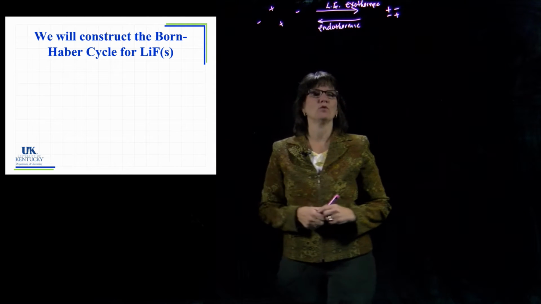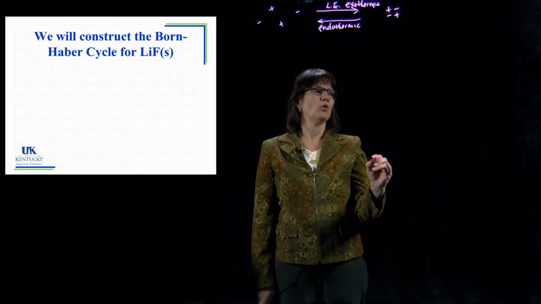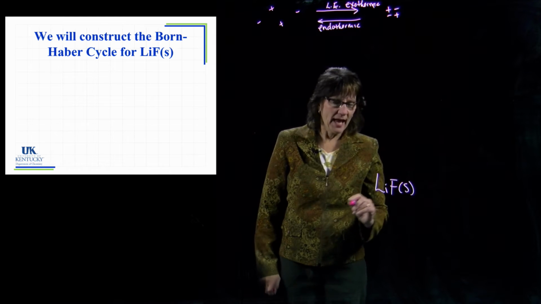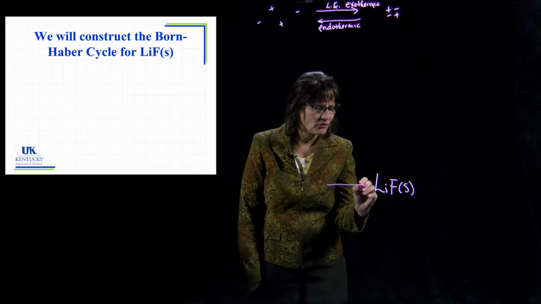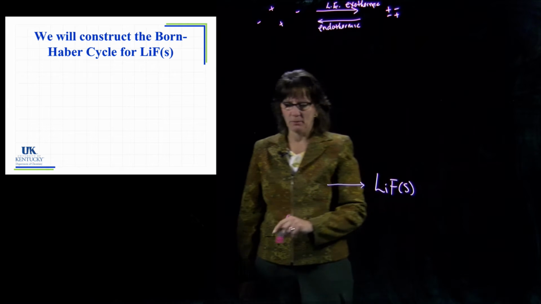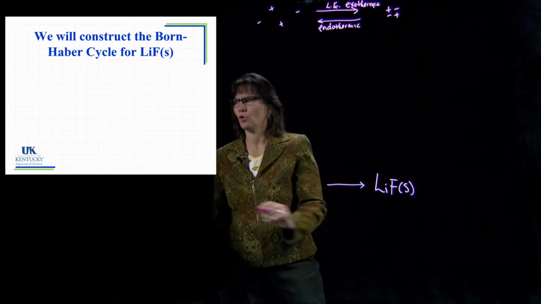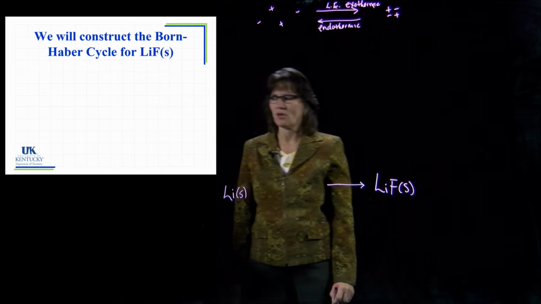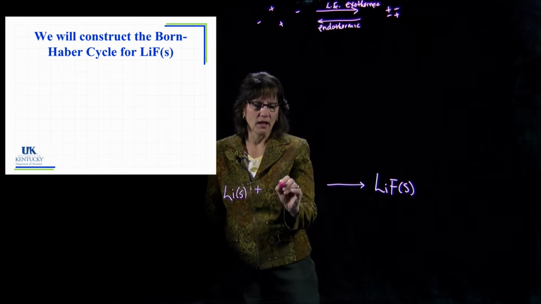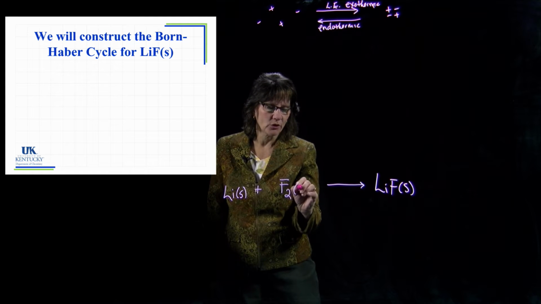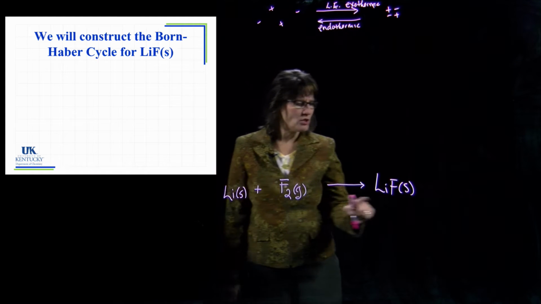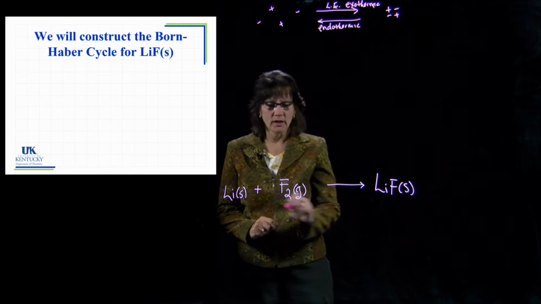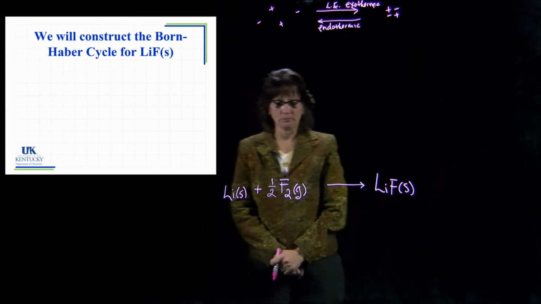We're going to make lithium fluoride. So we're going to put lithium fluoride on the right-hand side as a solid, and we are going to start this Born-Haber cycle by making this from its elements. So what elements make up lithium fluoride? Well, we have our lithium, and lithium as an element is a solid. And we have fluorine, the element, which is a diatomic molecule. It's a gas. And I want to make 1 mole of this. So I want to keep it balanced with 1 mole here, so I have to put a 1/2 here.